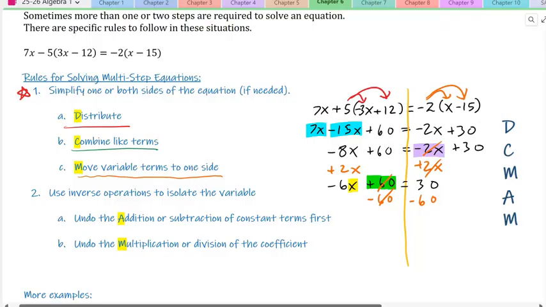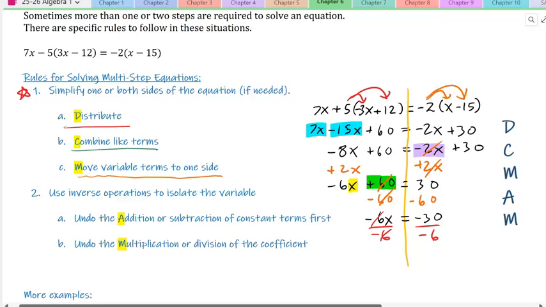Now those two will cancel each other out on the left-hand side, leaving me with negative 6x over here, and 30 minus 60 is negative 30. All right, and now the last step, I need to undo the multiplication or division of the coefficient. Now the coefficient of x is negative 6. It is being multiplied, and so I am going to divide by that negative 6, because that's what's being multiplied by the x.